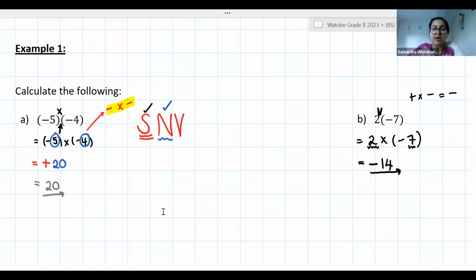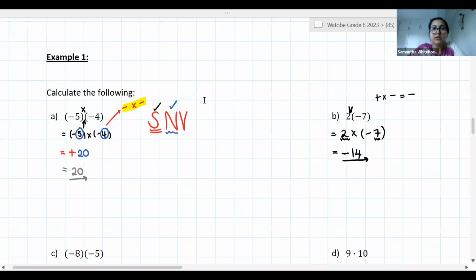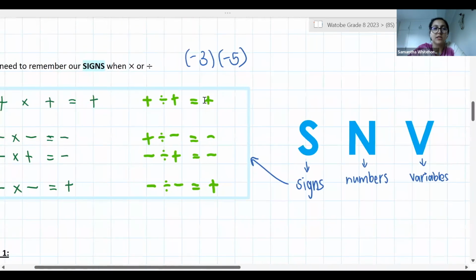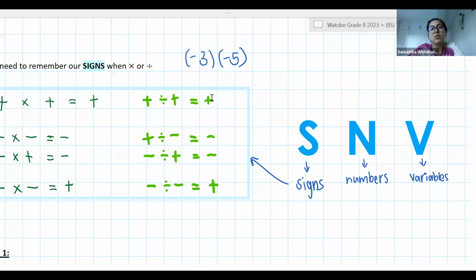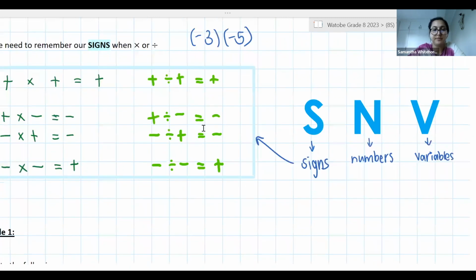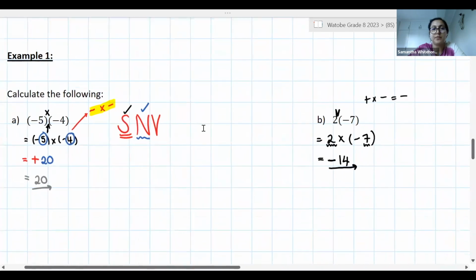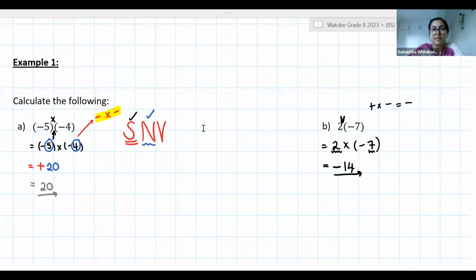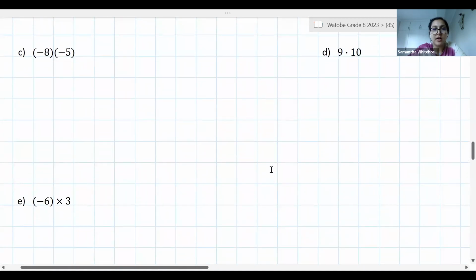SNV is basically just an acronym to help us multiply correctly. So if we go here, SNV stands for signs, numbers, variables. Basically the order in which we can do our multiplication and division. So we take what sign we're going to get, then we multiply and divide the numbers. We haven't done variables yet, so don't worry about the V. But when we do algebra, we'll deal with the V. Thank you. Okay, nice, guys. So what I want you to try are these three here, C, D, and E.